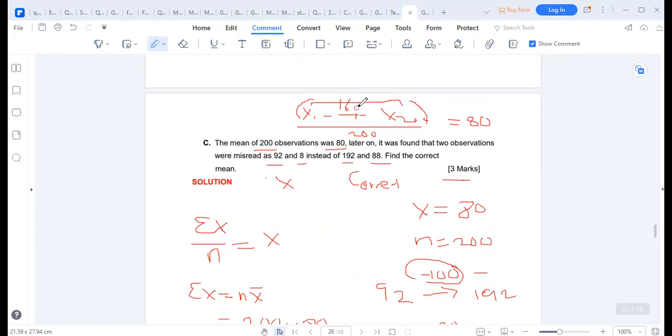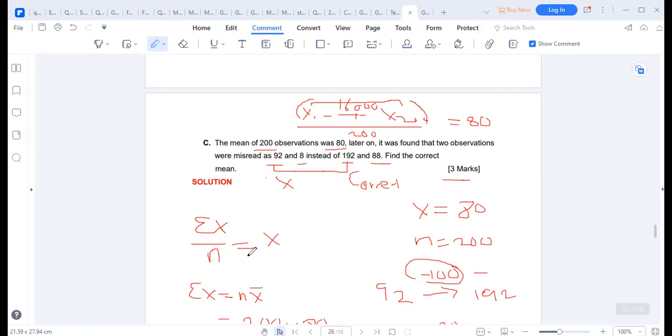Is that clear? We don't need to know what individual figures those are, but we know that 16,000 divided by 200 gives us 80. Now, after auditing, we discovered that there were two figures in these 200 observations. One, which was supposed to be 192, we actually put a 92, meaning already we lost 100 from there. Are we together? Yes.